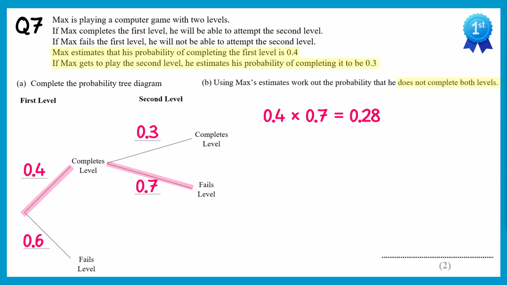Another way that he could not complete both levels is if he just fails the first level, and then doesn't get to try the second level. This has a probability of 0.6. So we need to add together the probabilities for these two routes, 0.28 plus 0.6, which is 0.88, and the answer to the question.